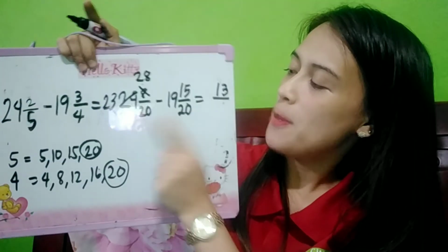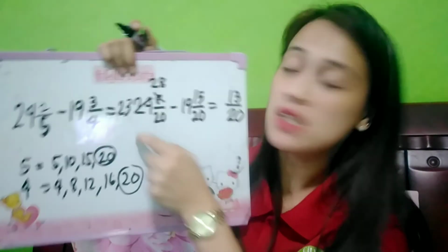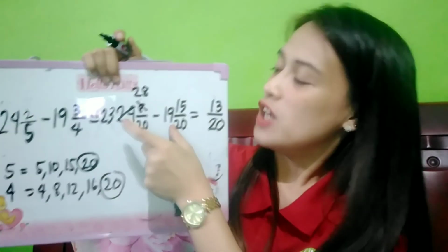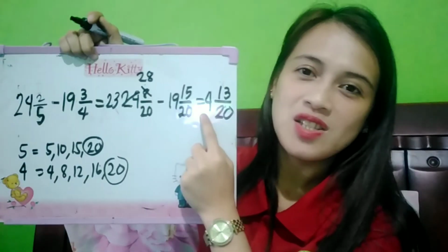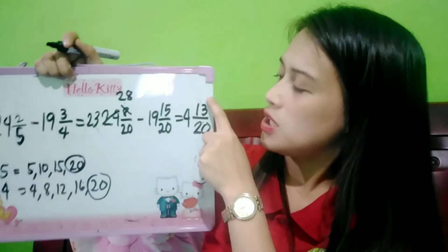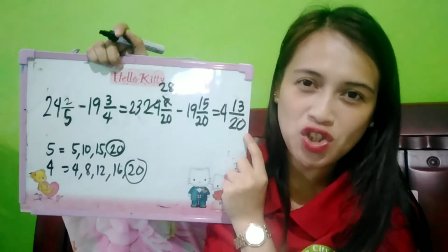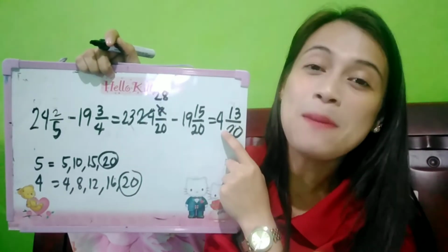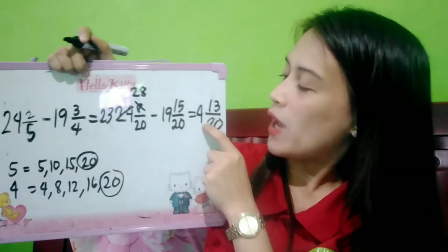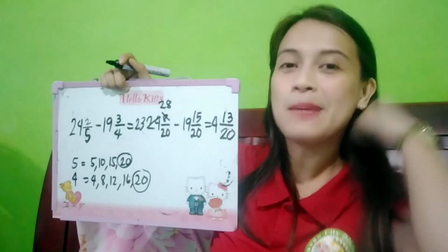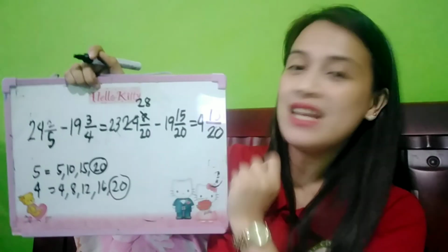And then, copy the common denominator, which is 20. Next, subtract the whole numbers. 23 minus 19, minus na ito mga whole numbers, equals 4. So, we have now 4 and 13 over 20. Now, si 13 over 20, ma-lowest term pa ba siya? Or ma-simplest form pa ba siya? No, because it's already in its simplest form. So, kay wala naman tayo pwede nga number nga ma-divide sa ilaha, common nga number nga pwede ma-divide sa ila except 1. So, this is now the final answer.